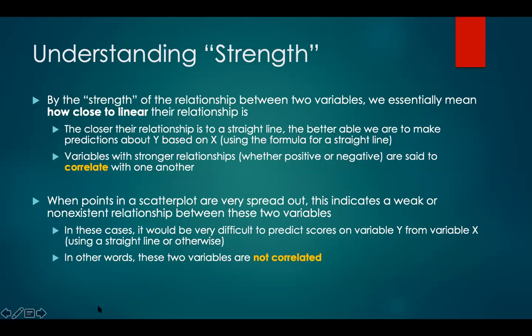When points in a scatter plot are very spread out, this indicates a weak or non-existent relationship between these two variables. In these cases, it would be very difficult to predict scores on variable y from variable x, using a straight line or otherwise. In other words, these two variables are not correlated.